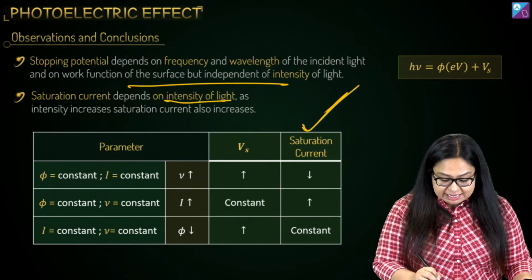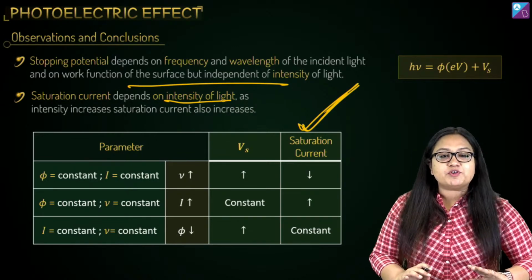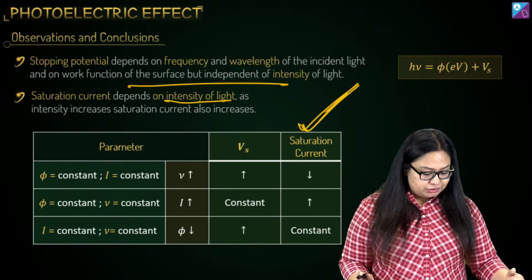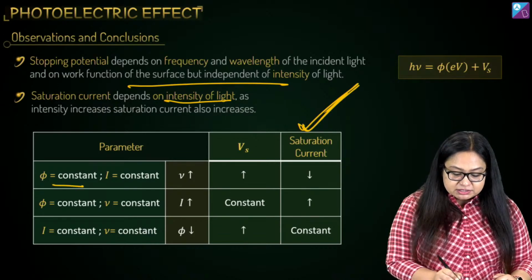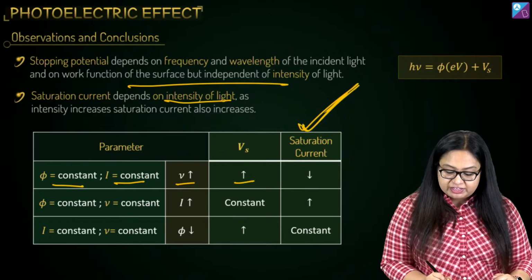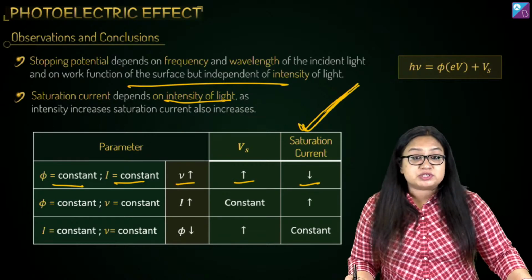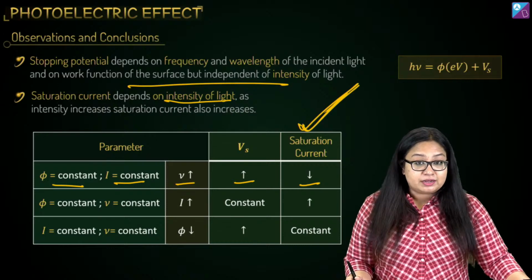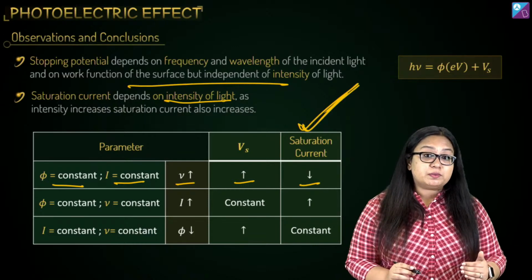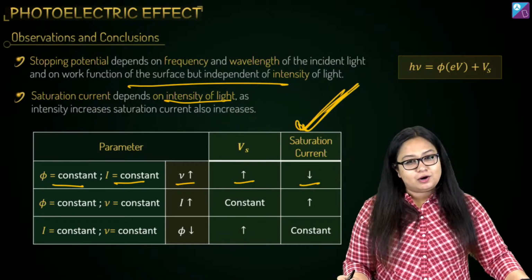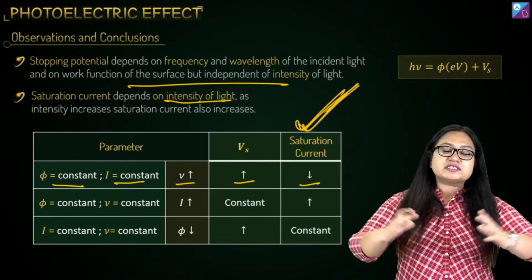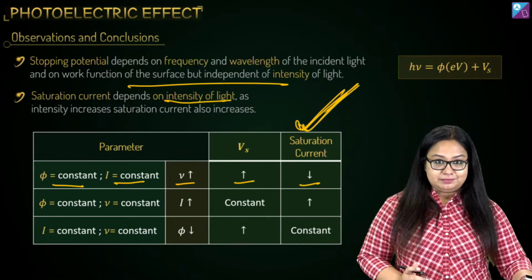Here I have this table for you that will make it very easy for you to understand the relations. How the dependency goes. So, if work function remains constant and intensity remains constant, what happens to frequency, what happens to Vs, stopping potential, and what happens to saturation current, and so on and so forth, right? So, I am going to give this as notes. Do keep it with you. This table will help you a lot, okay? Alright, this will help you in keeping all of this information that we just went through together.